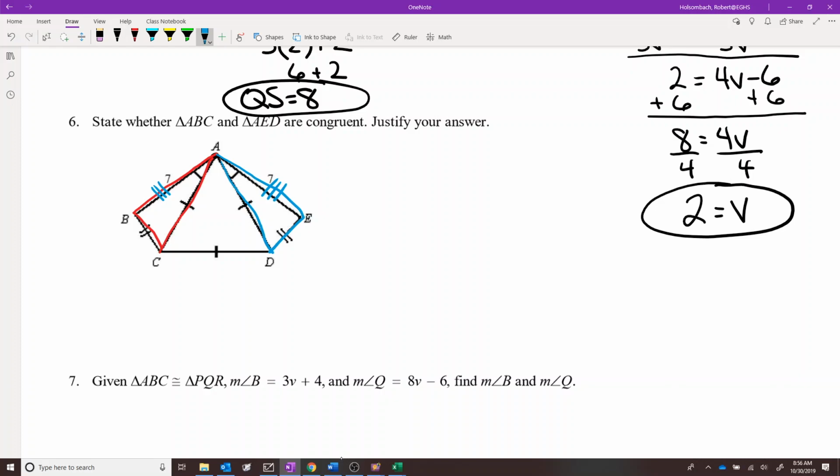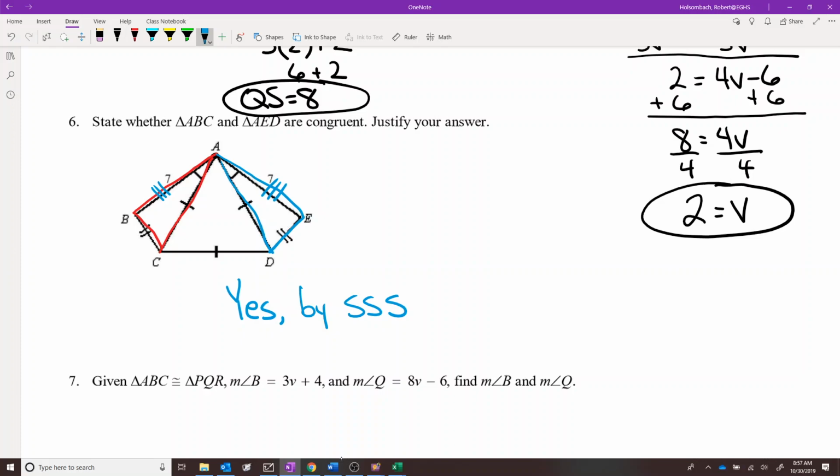So state whether they are congruent. Well, yes, they're congruent. It says to justify your answer. Alright, well, yes, they're congruent. They're congruent by side, side, side congruence, aren't they? If 3 sides of one triangle are congruent to 3 sides of another triangle, then the triangles are congruent.